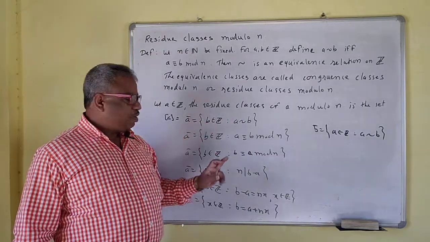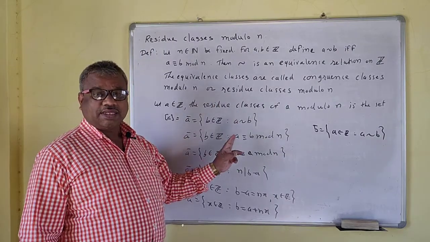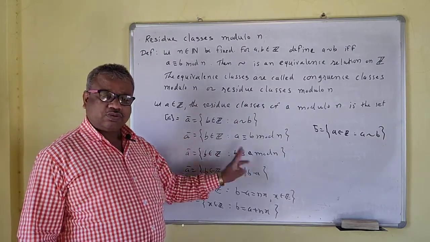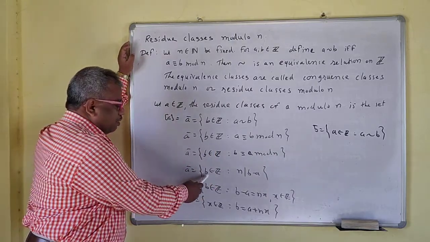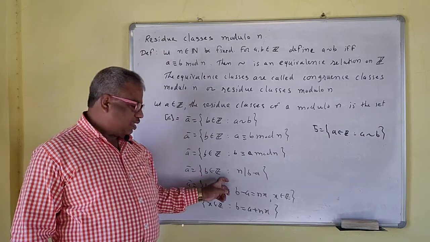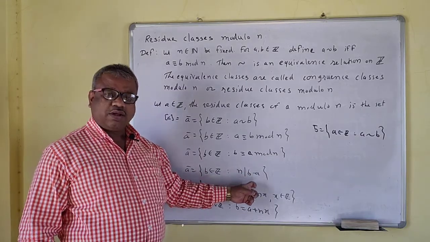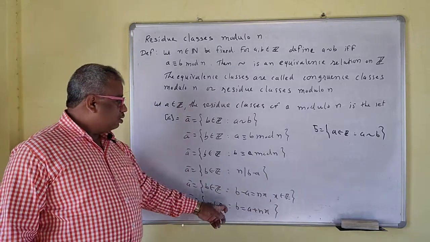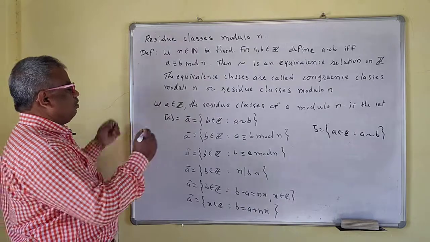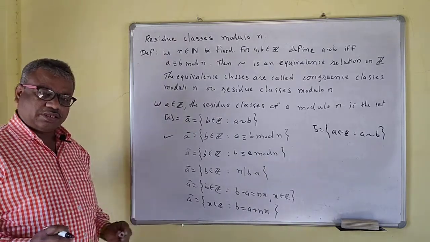So a is related to b means a is congruent to b modulo n. Since theta is an equivalence relation, we can write b is congruent to a modulo n. So now a bar is the set of all integers b such that n divides b minus a. That is, b minus a is equal to nx. So this definition is enough to define the equivalence class. This is a simplification.